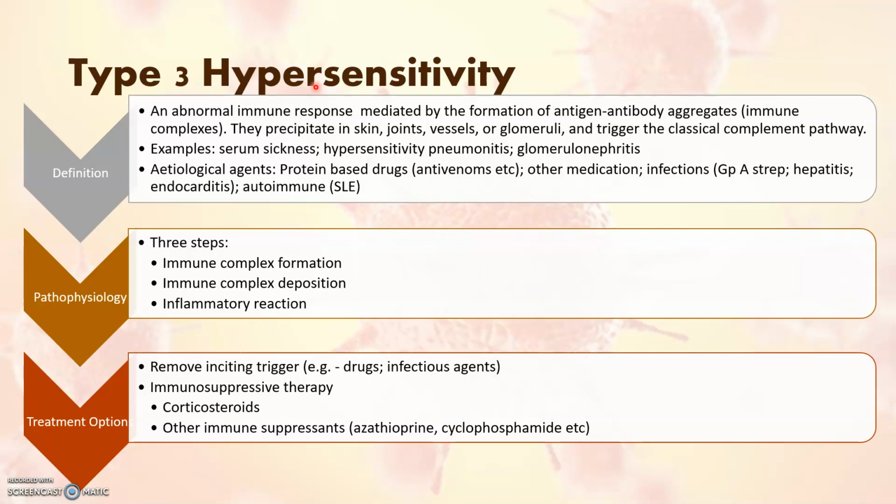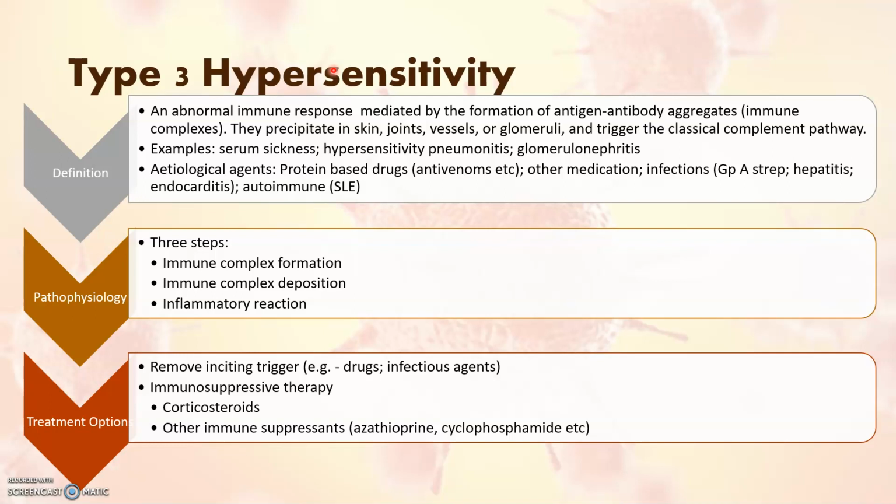So the pathophysiology is fairly straightforward. There are 3 steps. First, when exposed to the offending antigen, or when there is a cross reaction with the offending allergen and a host protein, the immune complex is formed, which then circulates in the blood and finally is deposited in one of the areas mentioned before, so the skin, the joints, blood vessels or glomeruli. With the deposition of this complex, this then can trigger the classical complement pathway and produce an inflammatory reaction at the site of deposition.